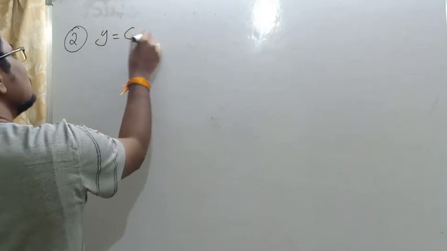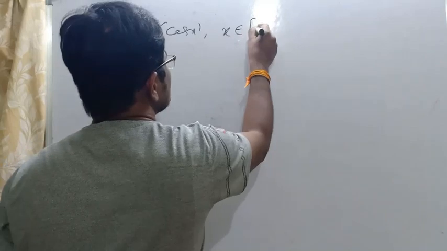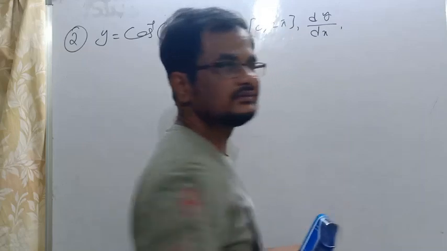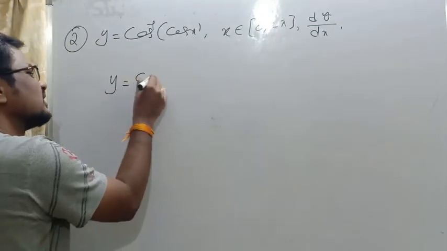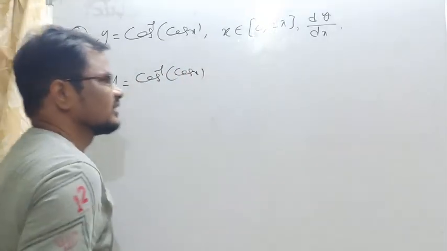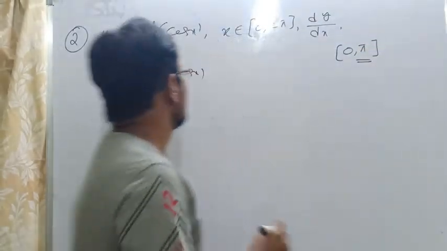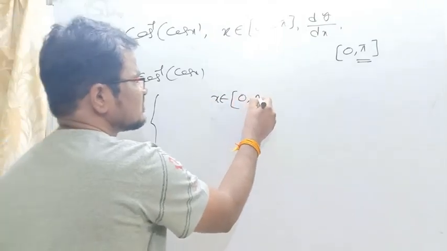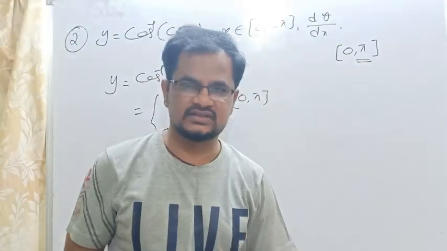Second one we'll take: y equal to cos inverse of cos x, whenever x belongs to the closed interval 0 to 2 pi, find dy by dx. How to find? Here also the same thing. We have y equal to cos inverse of cos x. What is the range of cos inverse x? Closed interval 0 to pi. Now if x belongs to the closed interval 0 to pi, cos inverse of cos x is x only, because it is the range of cos inverse x.